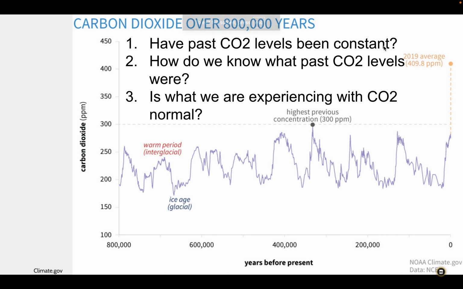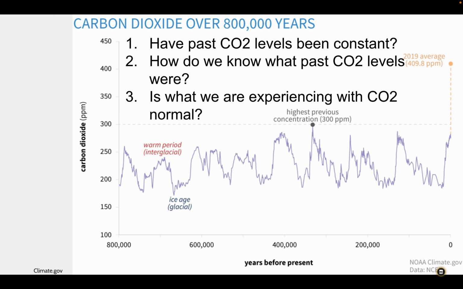So now that we've played the dice game and saw how carbon moves around in our atmosphere a little bit, let's go ahead and take a look at what happens when the carbon is released from the fossil fuels. So this is a graph showing you carbon in the atmosphere in the form of carbon dioxide over the past 800,000 years. So take a look at it and see if you can think through the questions.